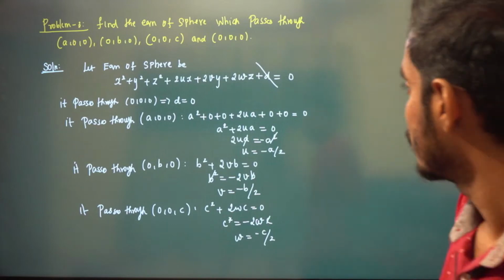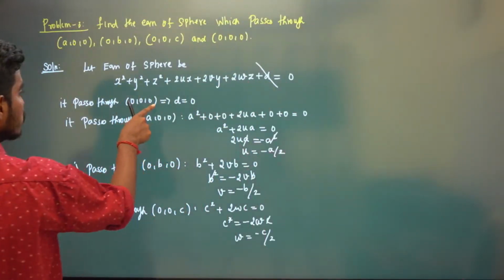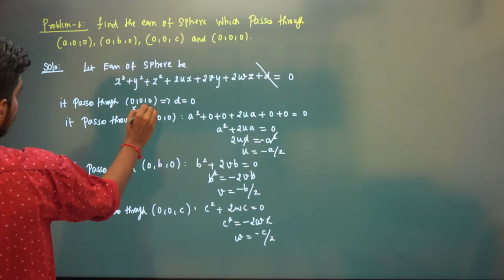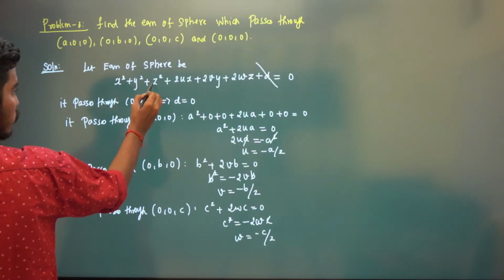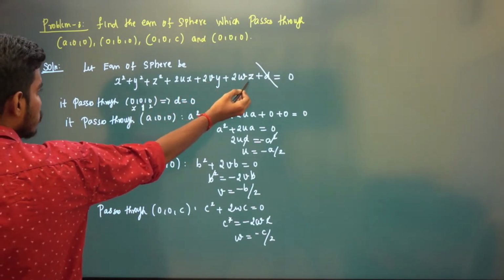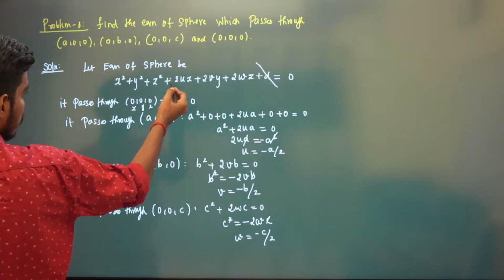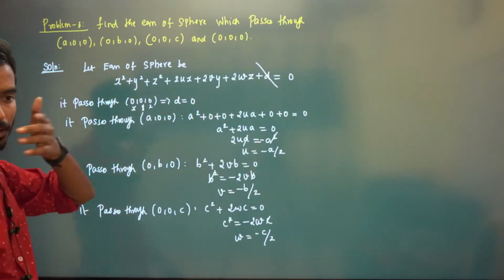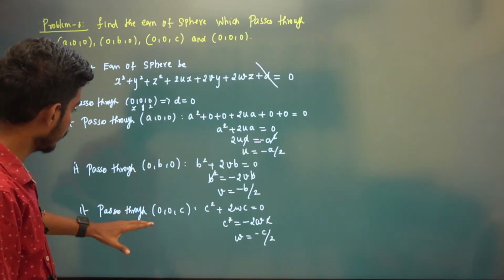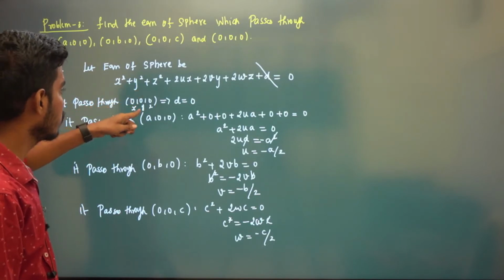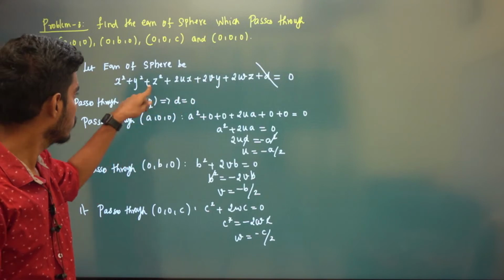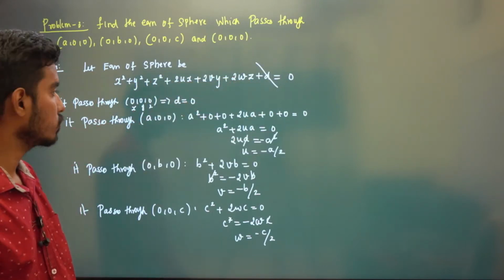See, d is 0 only, right? It passes through 0 comma 0 comma 0. So substitute this x, y, z here. So 0 square, 0 square, 0 square, 2 times u into 0, 2v into 0, plus 2w into 0, plus d. So all these terms are 0. So we have d to be equal to 0. No confusion. Very simple, right? I'm just putting all these points in this equation. If you substitute x, y, z to be 0, you will get 0, 0, 0. These are all 0. So you will have d to be equal to 0.